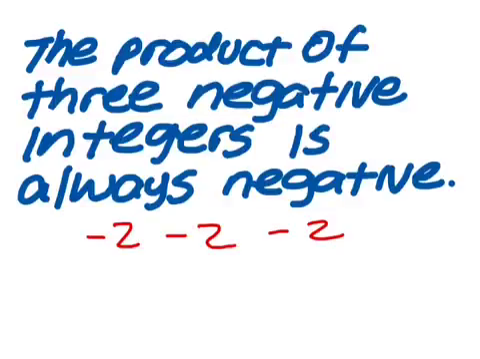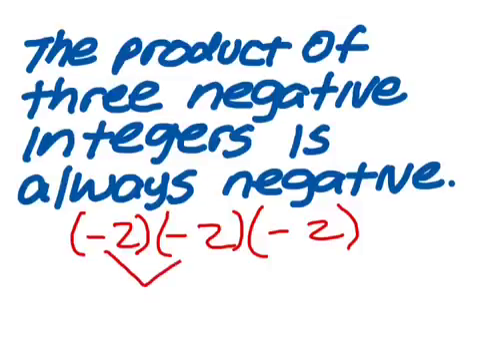Okay, now keep in mind that product means multiply. So, negative 2 times a negative 2 will give us a positive 4. Positive 4 times negative 2 will give us a negative 8. So the statement, the product of three negative integers is negative, is true.